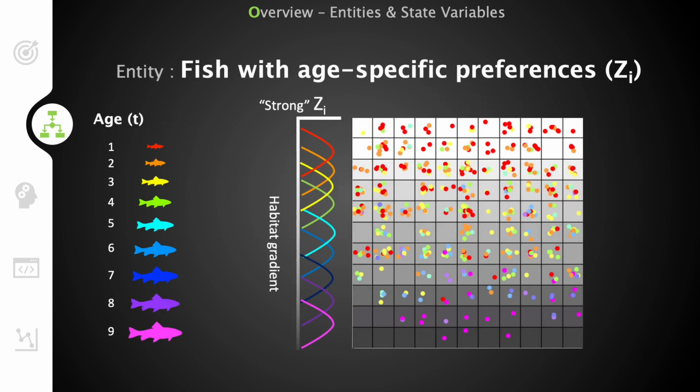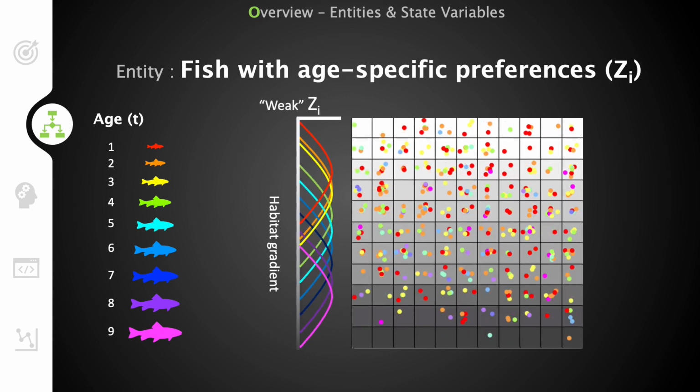The second entity of the model is the fish, which is defined by its age and its own habitat preference value, drawn randomly from the distribution corresponding to the age-specific niche curve that the individual belongs to. And we tested two scenarios, one of which is the fish population exhibiting a strong age-specific habitat preference, or in other words, a strong ontogenetic niche differentiation, and another scenario with a weak age-specific habitat preference, or a weak ontogenetic niche differentiation.